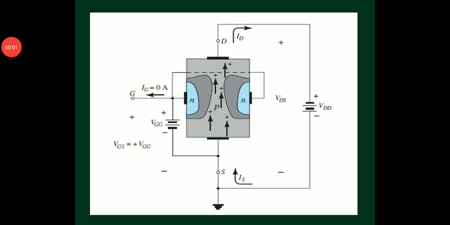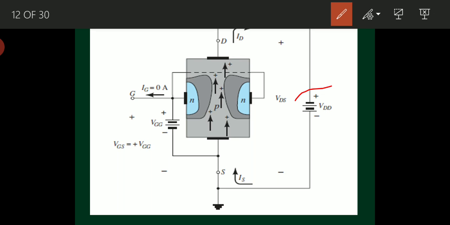So in continuation to my previous class, how I have to apply voltage VDD here, how I can apply voltage VDD here for p channel JFET. So here the p-type substrate means holes are the majority charge carriers, and the source terminal is here, gate is here, and drain is here.